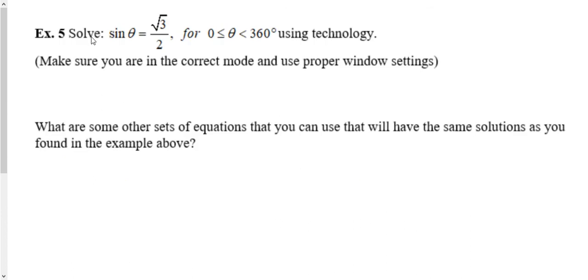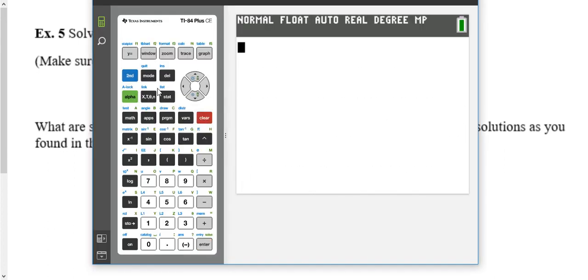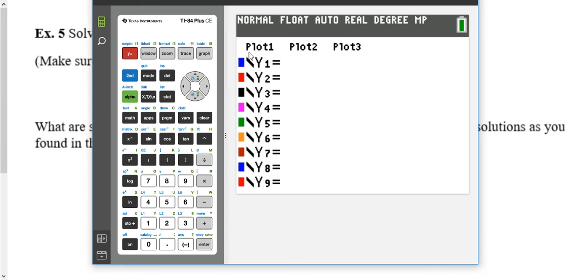In example 5, we have: solve sine theta equals root 3 over 2 for theta between 0 degrees and 360, but using technology this time. So we want to try to type this into our graphing calculator, so here we go. Using technology means to figure out what it looks like graphically.